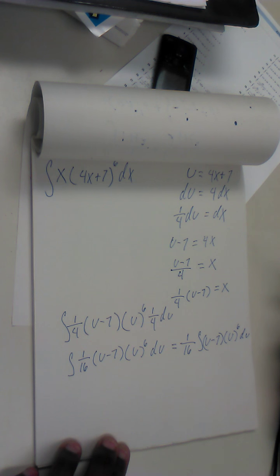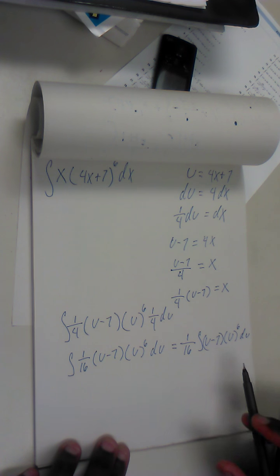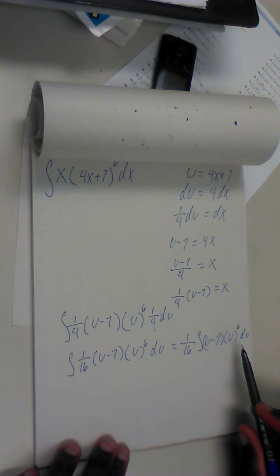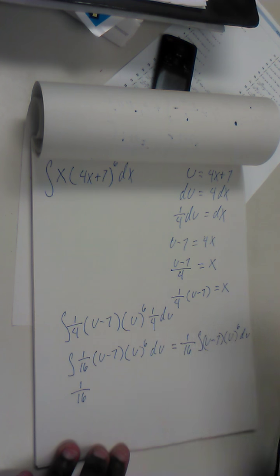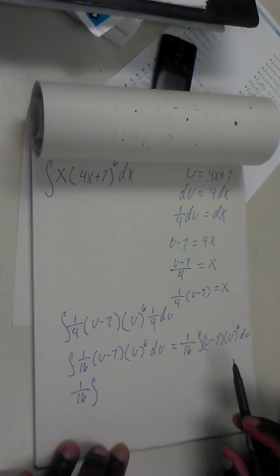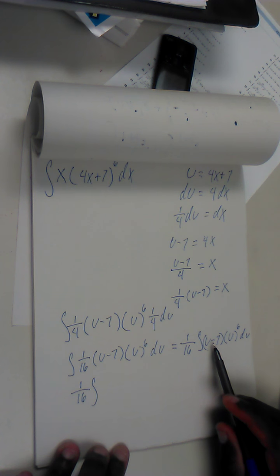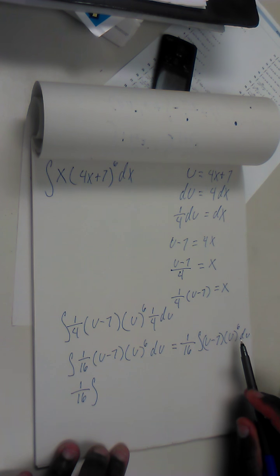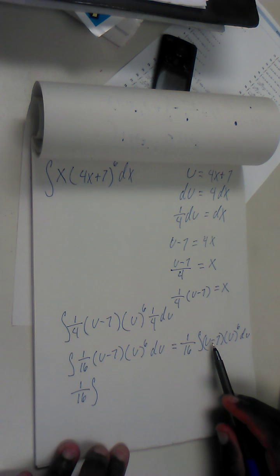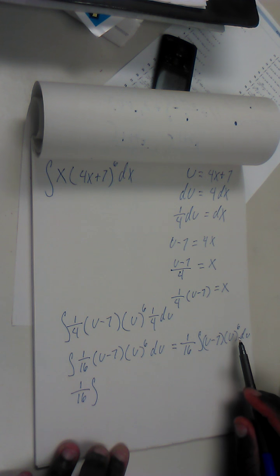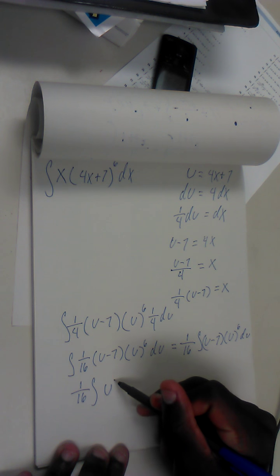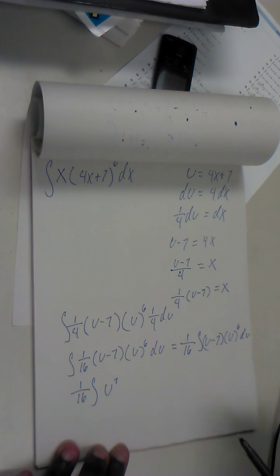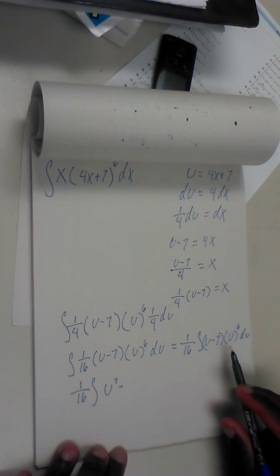Now we can go ahead and simplify this u minus 7 times this u to the 6th. So we have 1/16, and you just say that u to the 1 times u to the 6. Remember when you're distributing, you have to pretend that a 1 is here and then add it to that 6. So that'll be u to the 7th minus 7u to the 6th.